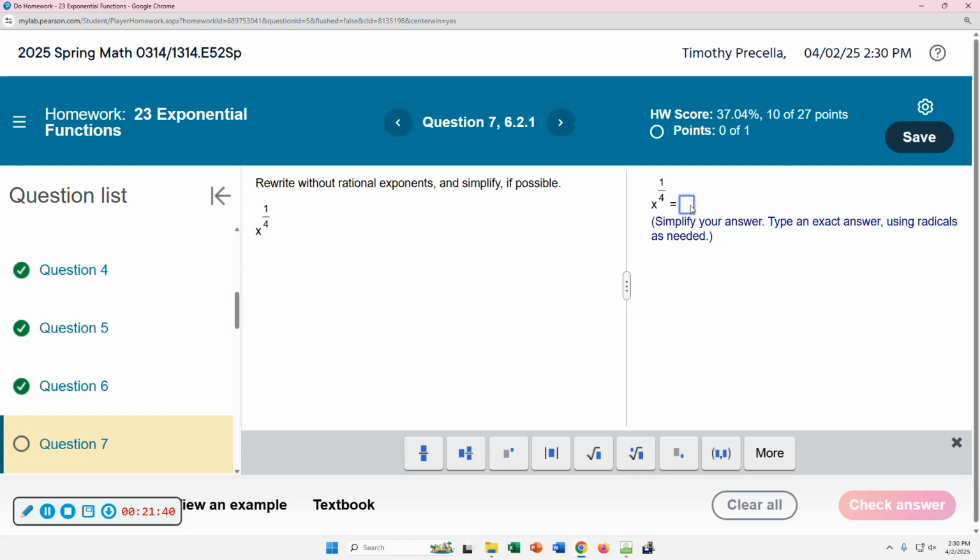I should circle that. Okay, we go to the nth root hot button, the radical that has 2 blue boxes, because up here you have to type that 4, underneath there, x.